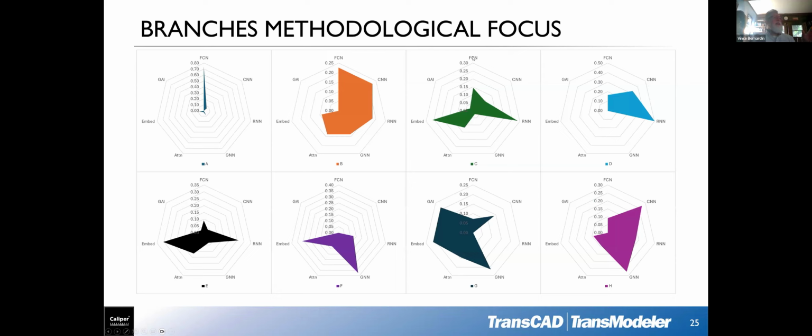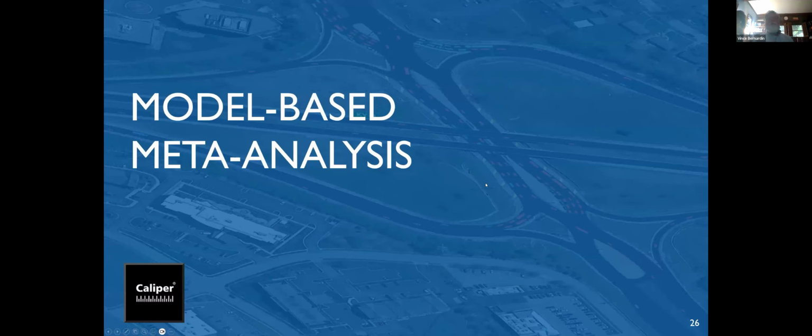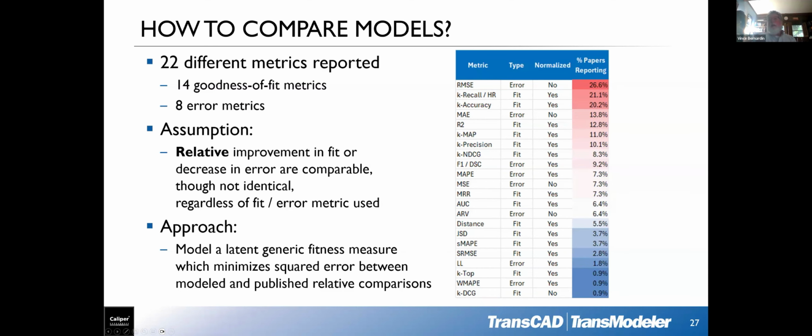Here we have the different dimensions: fully connected networks, convolutional neural networks, recurrent neural networks, graph neural networks, attention mechanisms, embeddings, and generative AI here recently. You can see how different branches of literature have explored very different architectures and combinations of techniques in terms of using neural networks for this problem. So obviously there's a lot of literature, right? We did our best to summarize and review as much of it as we could, but we needed an approach to handle all this and wanted a more quantitative method as well.